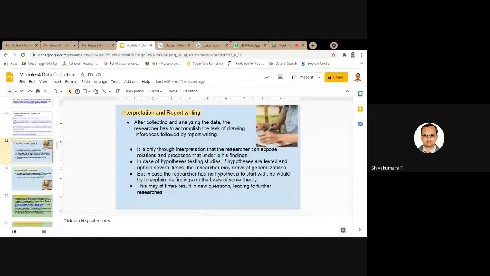Usually, if the same work is implemented more than 3 to 4 times by different researchers, that work can come down to generalizations.